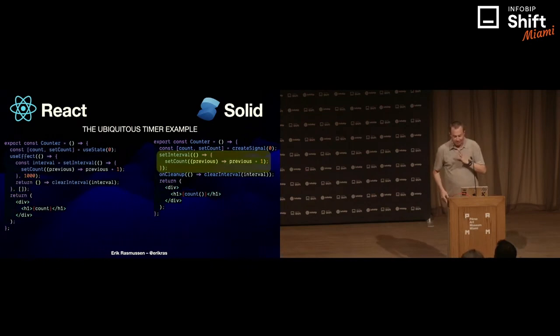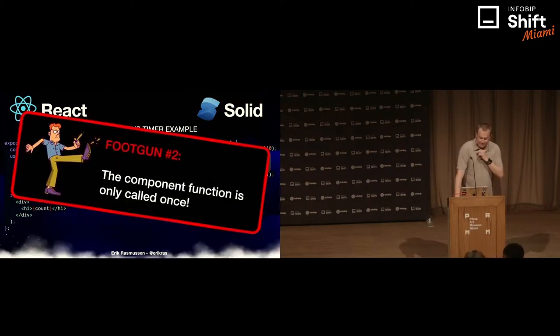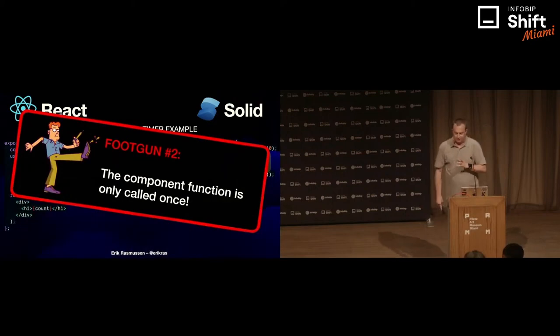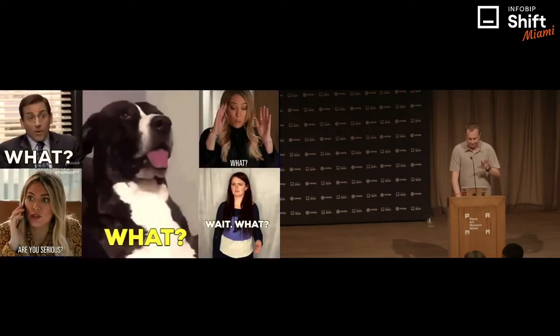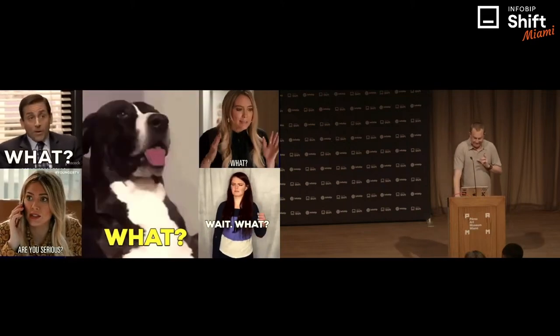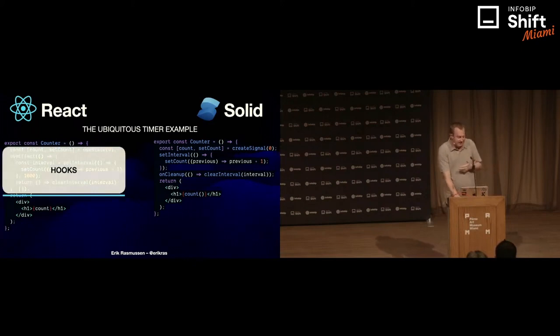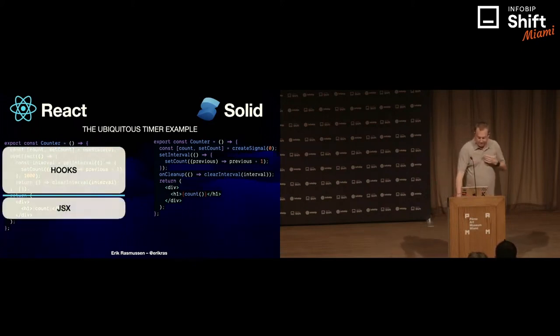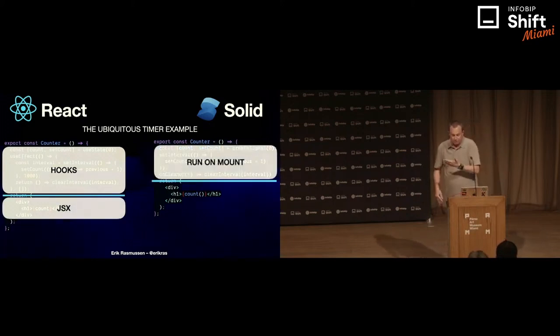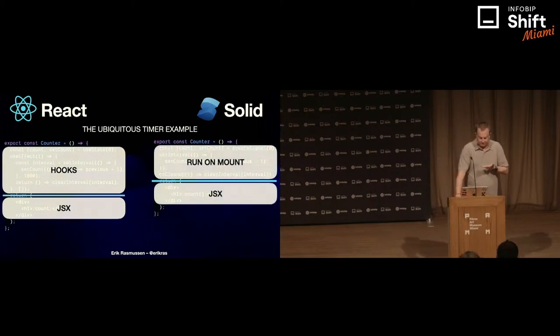And this brings me to the most mind-blowing thing about Solid for React developers, which I'm labeling footgun number 2. The function component is only called once. I know. I was just the same way you are. Let me see if I can explain how this works. So you know how in React, there's sort of like this imaginary line through the return keyword where above the line is where you put your hooks, and below the line is your JSX output. Well, in Solid, there's the same sort of thing, except above the line is stuff that's going to run when the component mounts, and below is the JSX.